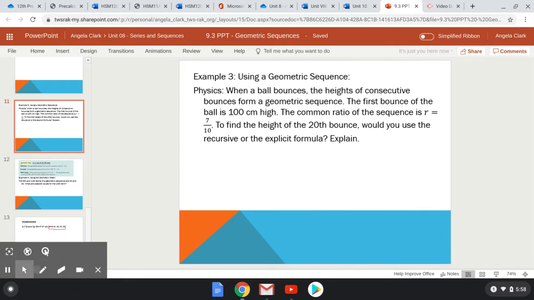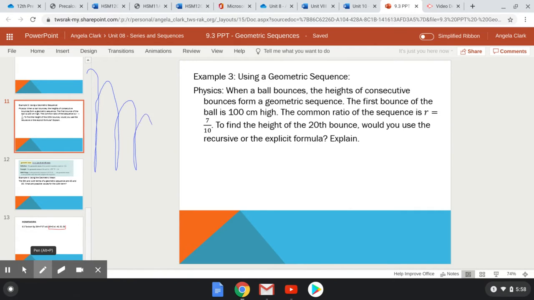So a ball gets dropped, and it bounces, and then it bounces less high, and then it bounces less high, and it's going down by the same ratio each time, and eventually it just starts rolling across the floor. So this is not to scale, but that's essentially what is happening. So this is the first sequence we've looked at that's actually decreasing.